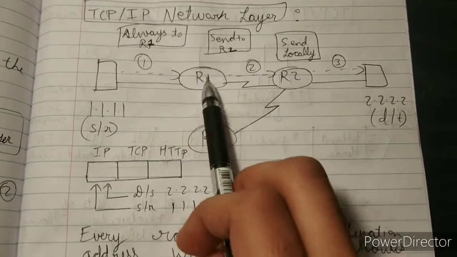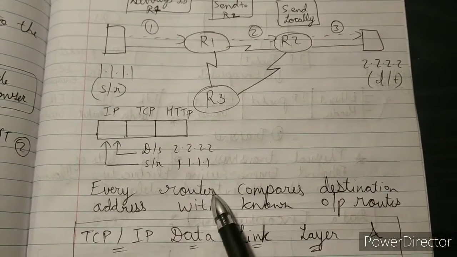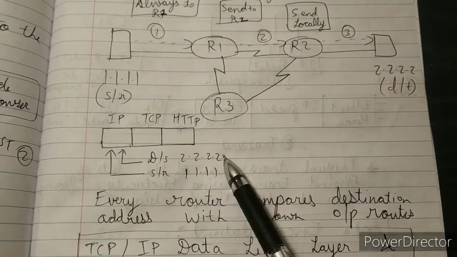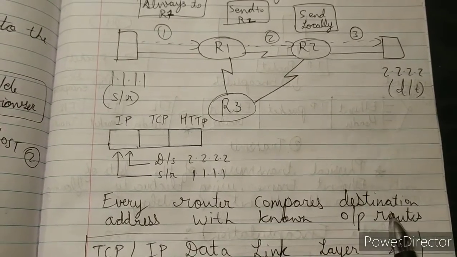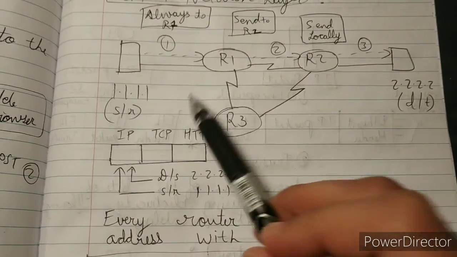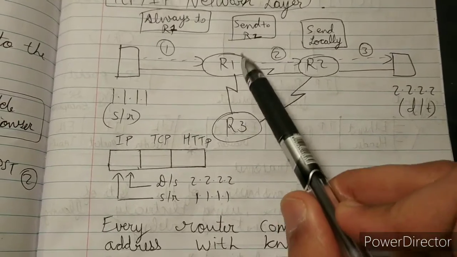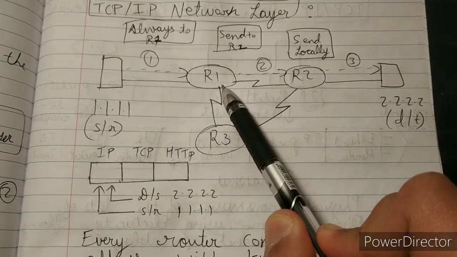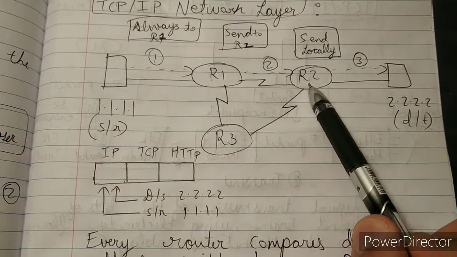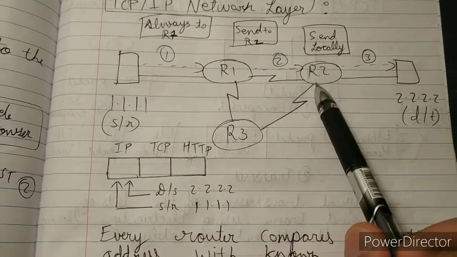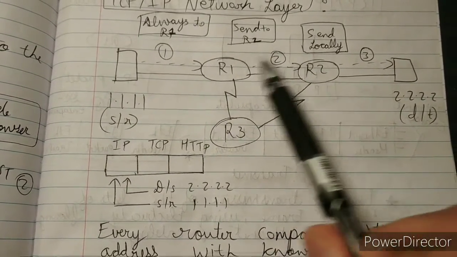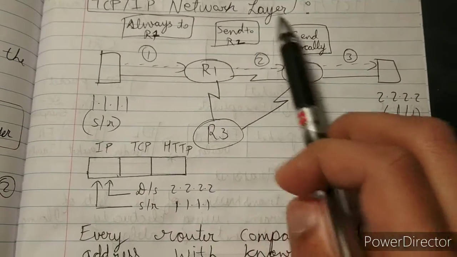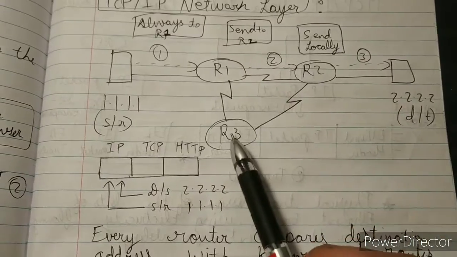R1 checks every route. So R1 will compare the destination address, which is 2.2.2.2, with the known IP routes which are in the routing table of R1. While comparing, it finds out that router 2 is the next most favorable router where it needs to send the packet. So router 1 sends the packet to router 2 and not router 3.